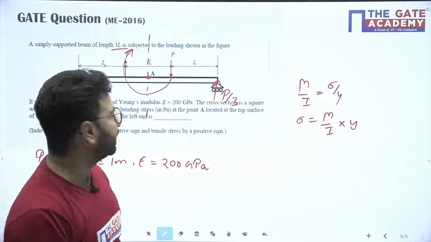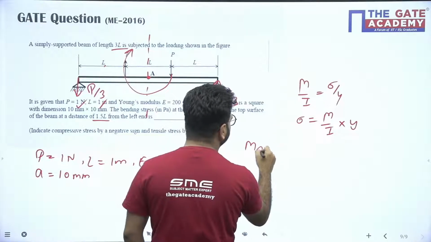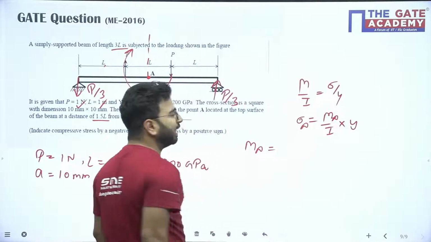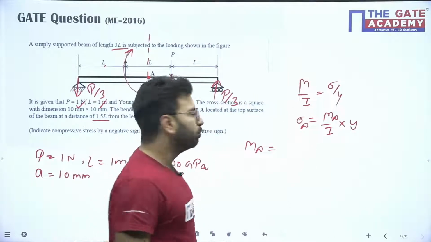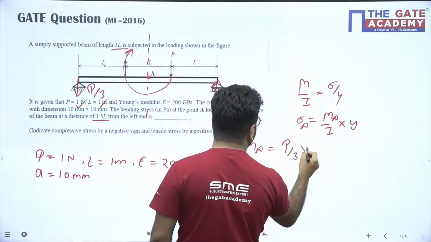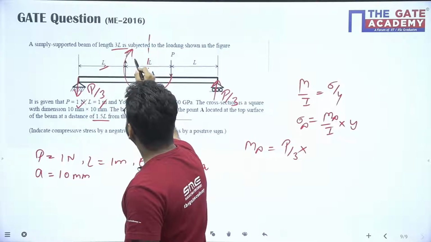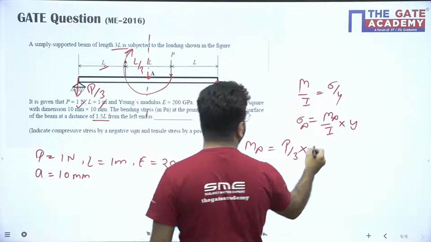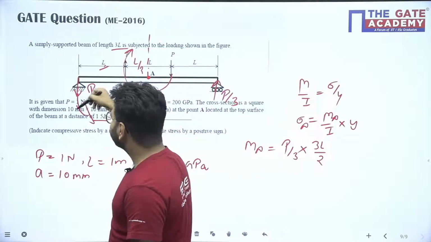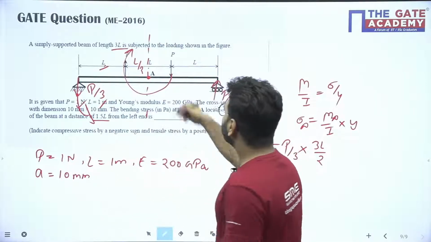It will be P/3. So now I want moment at A, because we want sigma at A. So it will be P/3 into the distance between A point and this. How much is it? L plus L/2, which means 3L/2. How will the moment be due to this? It will be hogging. So minus.